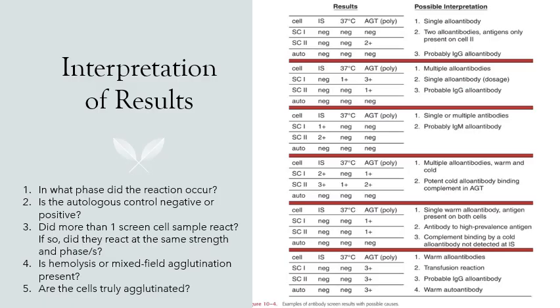To interpret results, first, know in what phase the reaction occurred. Most IgM class antibodies react best at room temperature or immediate spin phase, and the IgG class antibodies react best at AHG phase. Second is to check if there is a reaction in the autologous control. So, is the autologous control negative or positive?